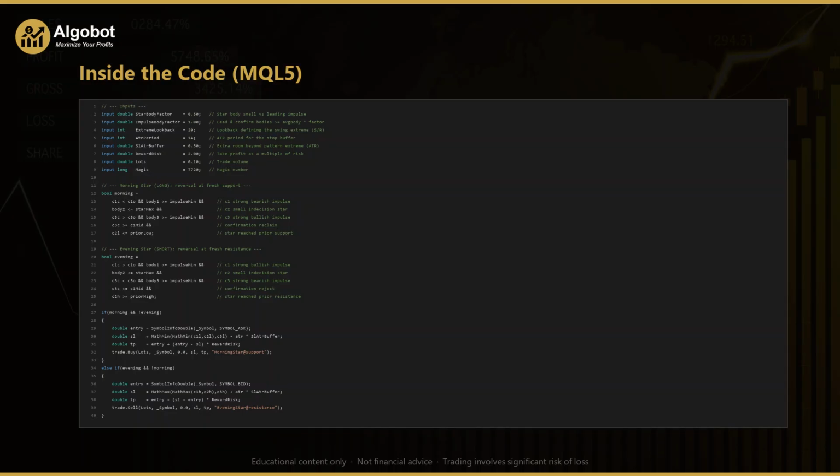Let's read through the MQL5 code as it appears in MetaEditor. At the top are the inputs you can adjust.